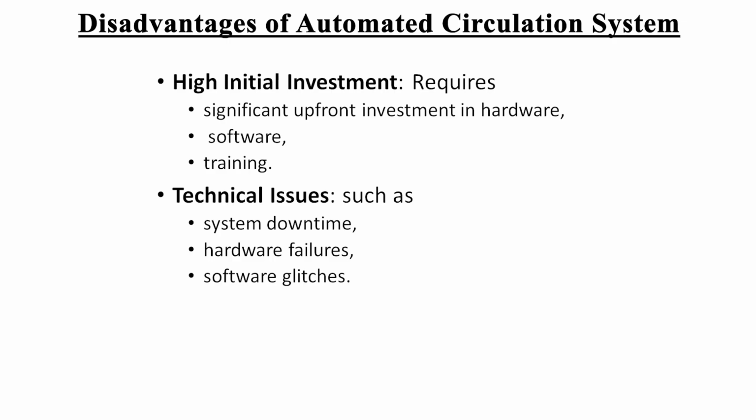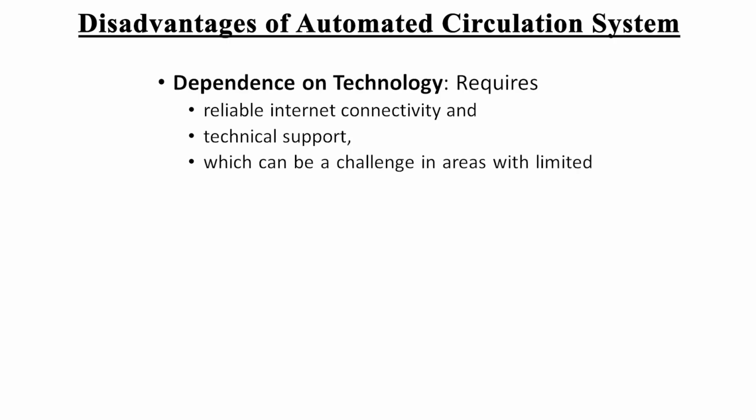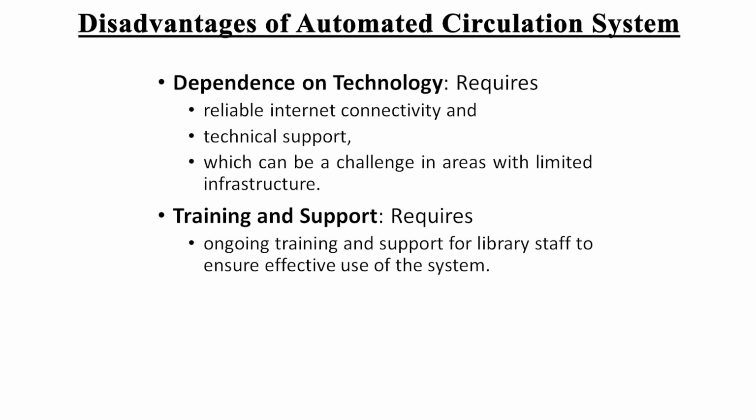Technical issues such as system downtime, hardware failures, or software glitches. Disadvantages include dependence on technology, which requires reliable internet connectivity, because if you do not have reliable internet connectivity, you will not be able to access the resources. Technical support can be challenging in areas with limited infrastructure. Training and support is always required because every day new technology is coming and advancing. So training and support is very, very important, with ongoing training and support of library staff to ensure effective use of the systems.